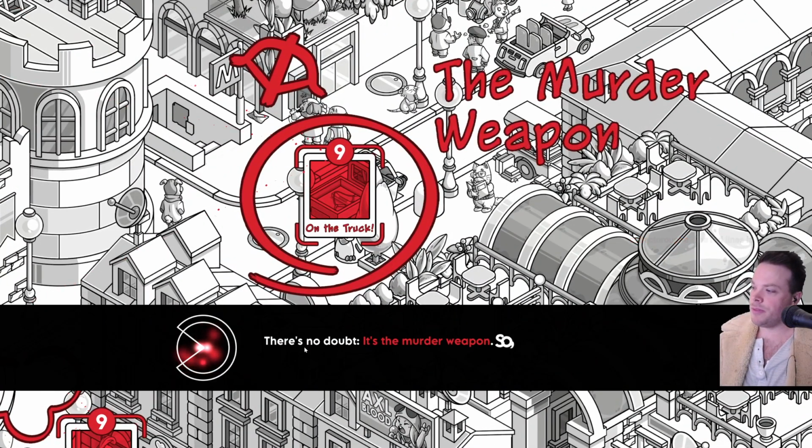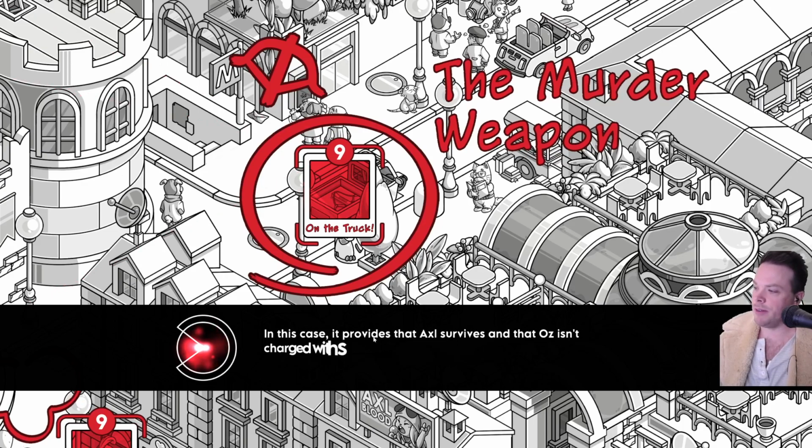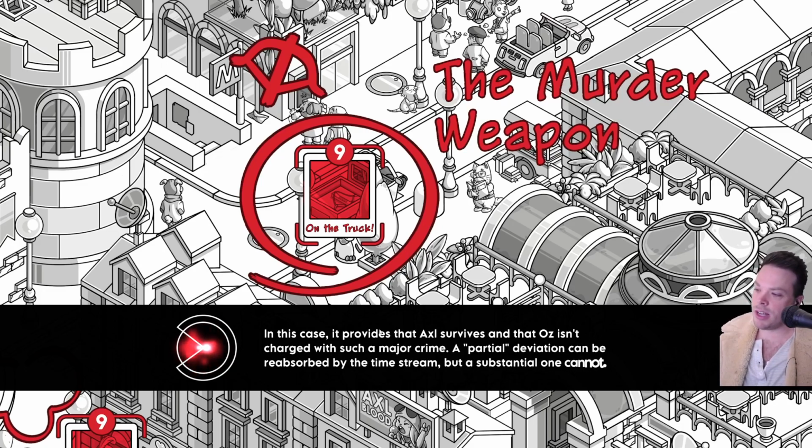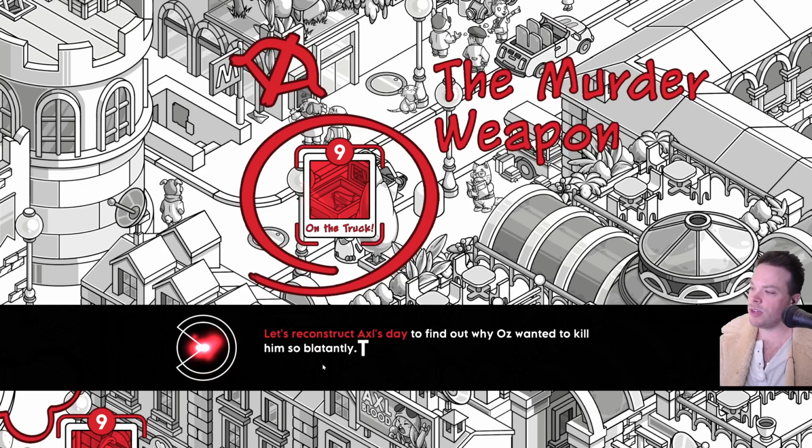The murder weapon. There's no doubt, it's the murder weapon. So, Ozbones is the culprit. However, Detective, remember that our goal isn't to arrest a criminal, but to restore the true timeline. In this case, it proves that Axel survives and that Oz isn't charged with such a major crime. A partial deviation can be reabsorbed by the time stream, but a substantial one cannot. Anyway, we take one problem at a time. We have to figure out every detail in the case before we act. Let's reconstruct Axel's day and find out why Oz wanted to kill him so blatantly.